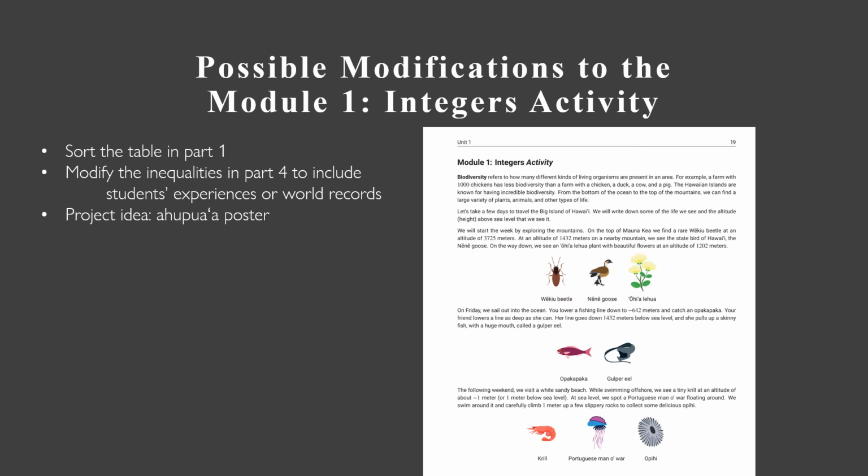If you would like to turn this activity into a project, you can also make a tall poster of a hypothetical ahupua'a and sea. And then the students can use the internet to learn more about different types of native plants and animals. The students can then draw and cut out pictures of these plants and animals and stick them onto the ahupua'a poster at their appropriate altitudes.